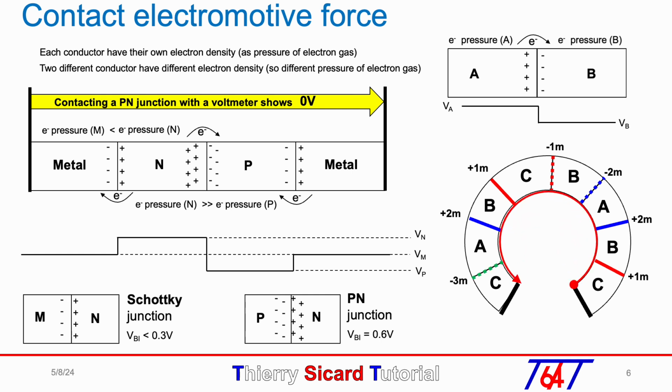If we start at 0 volt on the right side and turn counterclockwise, we will get plus 1 millivolt, then plus 3 millivolts, plus 1 millivolt, 0 millivolt, plus 1, plus 3 millivolts, then 0 millivolt. So after crossing all contacts, the sum of the contact electromotive force is equal to 0 volt.